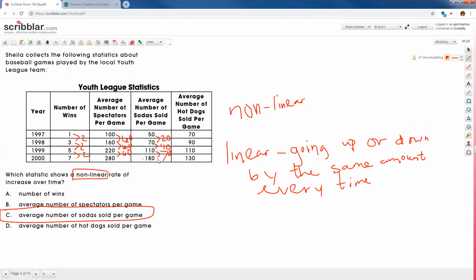It could have also gone back down if they said, well, when there's 280 spectators, there's only 70 sodas sold. Adding 40 and then subtracting 40, that's still not linear because you went up one time and down the second time. So non-linear is very vague because there's so many non-linear things. You just have to check and say, well, if this is linear, that's not our answer. If it's anything else other than linear, it's nonlinear.